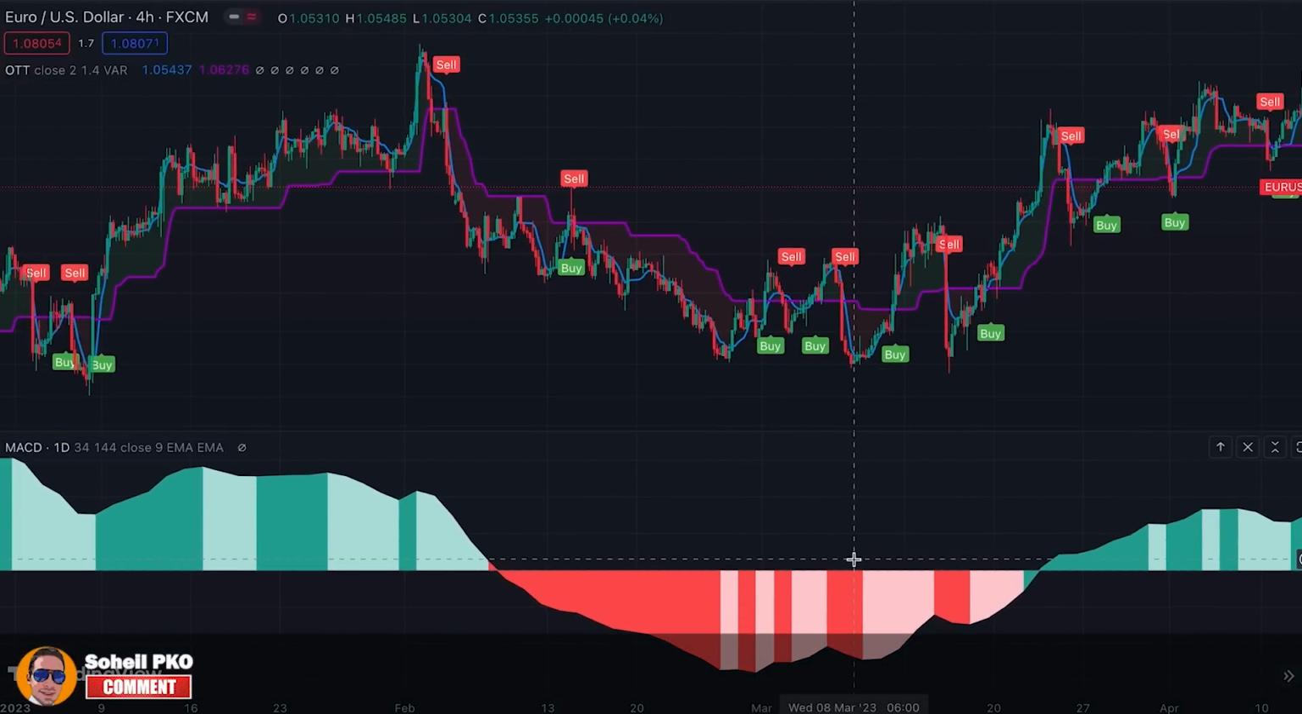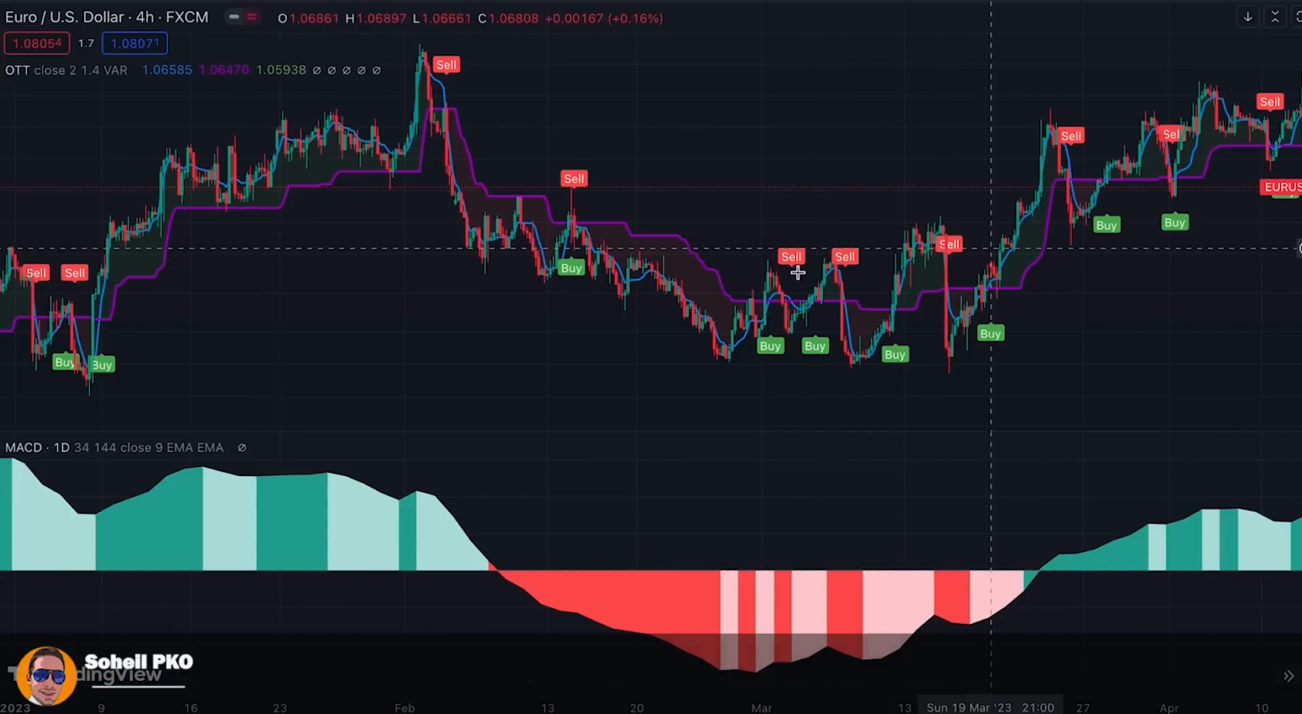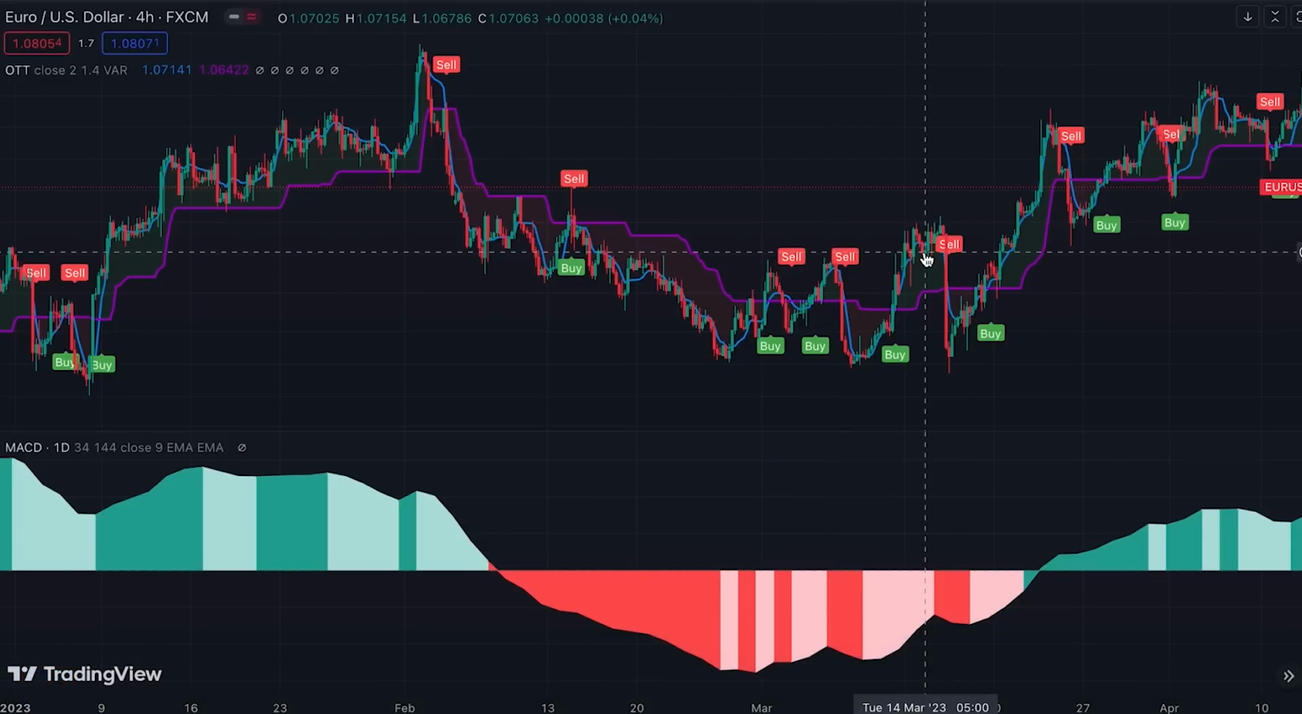MACD is not able to show us if the market is not trending. For example, here the MACD is red, but the market is flat here at this area, and taking these sell signals would end up with loss. So we need to know when the market is not trending. The most effective way for this purpose is price action analysis.